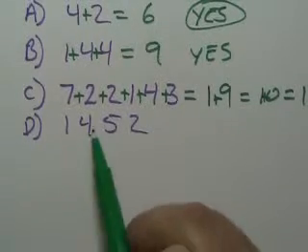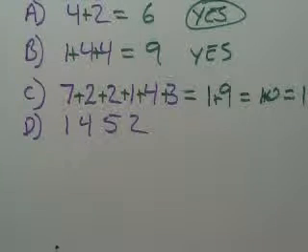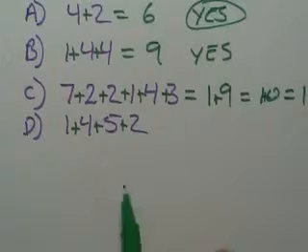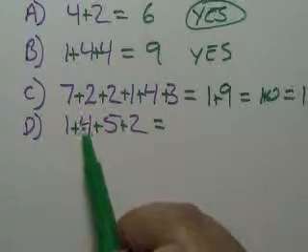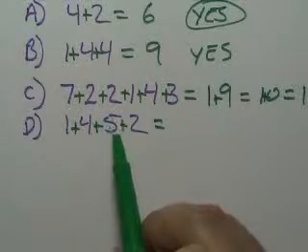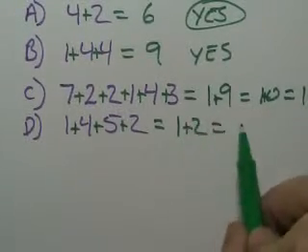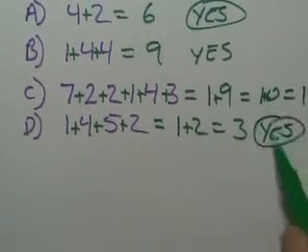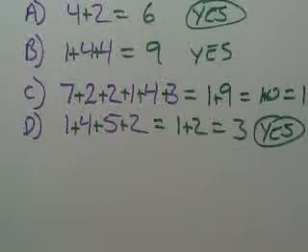One last one. 1,452. Will 3 go in there evenly? Add them up. That's 1, 4 is 5, 5 is 10, 10 and 2 is 12. And if I add 1 plus 2, that's 3. So yes, 3 will go into 1,452.